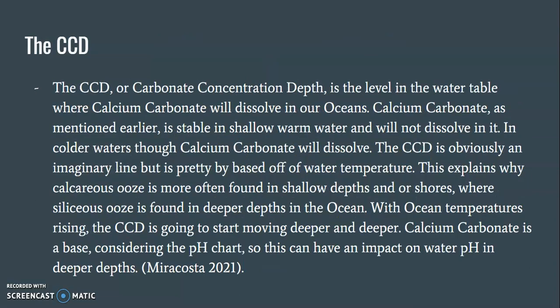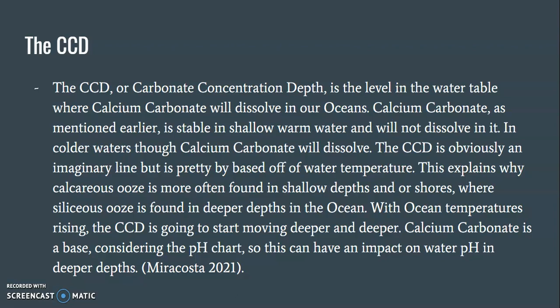The CCD. I wanted to make a separate slide about this just because it is one big part of all of this that I think needs to be focused on a lot. So the CCD, or carbonate compensation depth, is the level in the water column where calcium carbonate will dissolve in our oceans. Calcium carbonate, as mentioned earlier, is stable in shallow warm water and will not dissolve in it. In colder waters, though, calcium carbonate will dissolve, which affects those coccolithophores and the foraminifera we were discussing.